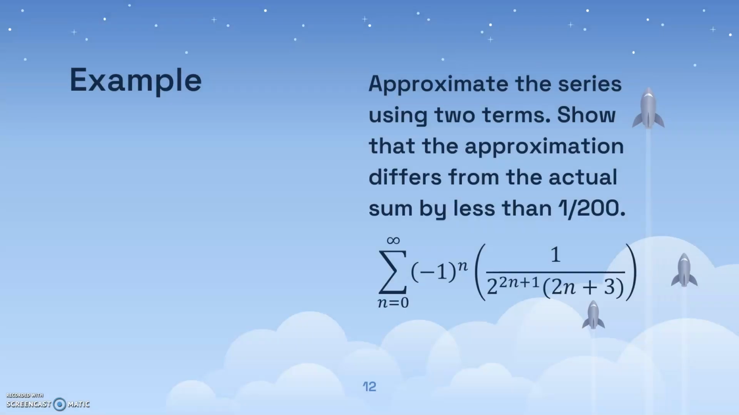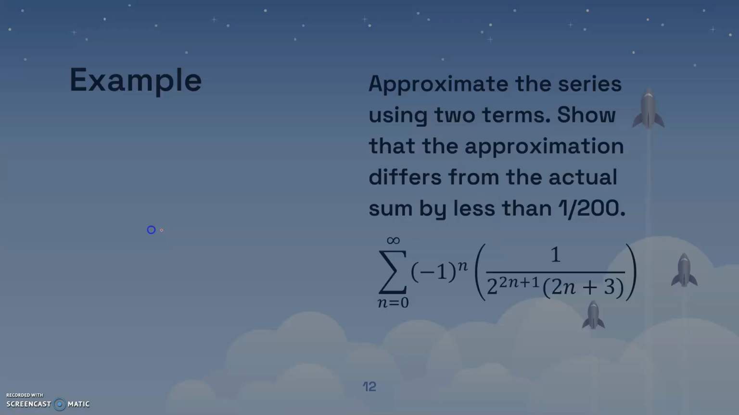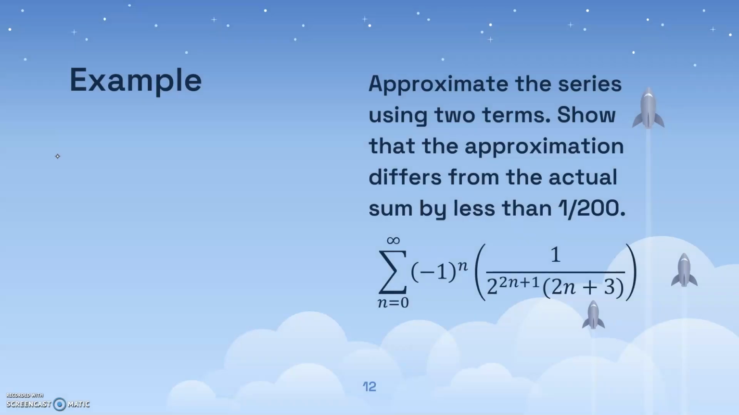We're going to do one more example together, and in this example we are looking at using just two terms to estimate the sum of this series. So that's how we're going to start. The first term, if I use n equals 0, would be positive 1/(2 times 3), plus negative 1/(2 to the third times 5).